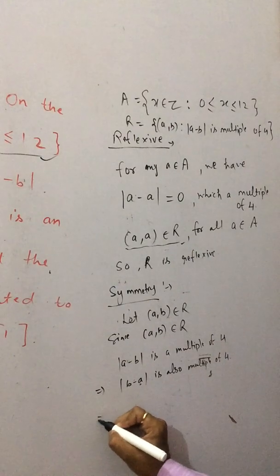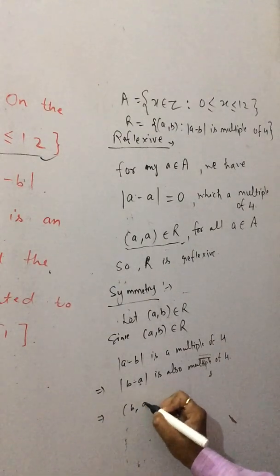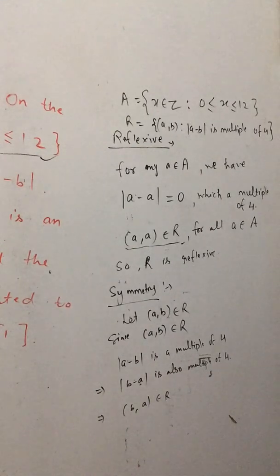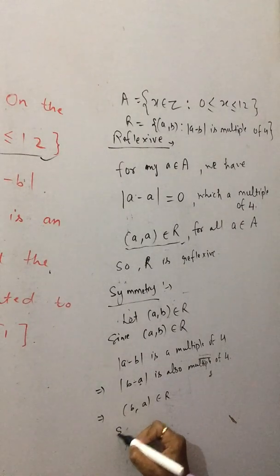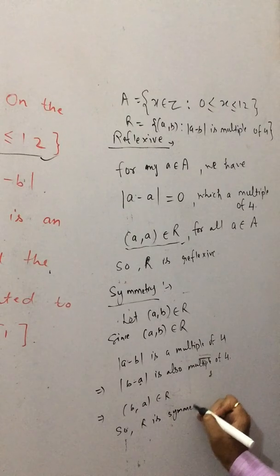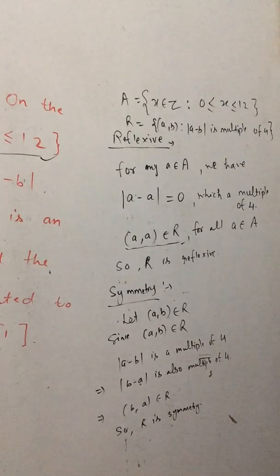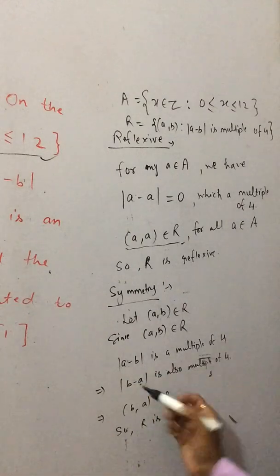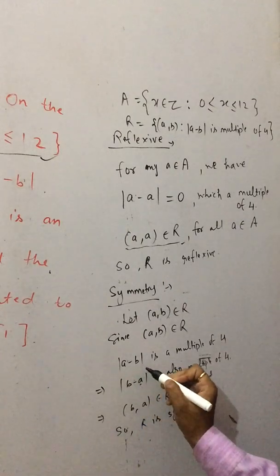In this way you can say that BA belongs to R. If BA belongs to R, so R is symmetric. Since you know that |a minus c|, or |a minus b|, is a multiple of 4, you can assume it as 4 lambda.